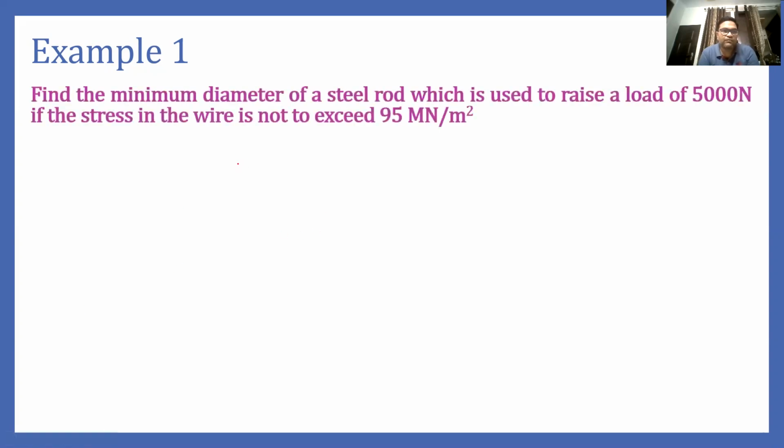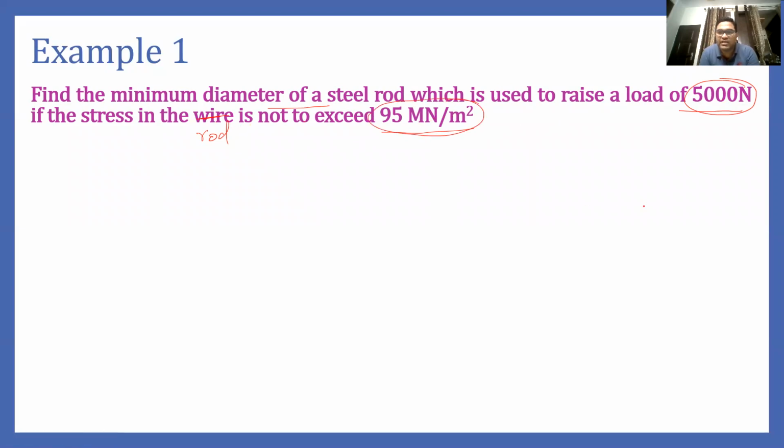In this, we have to find the minimum diameter of a steel rod which is used to raise a load of 5,000 Newton. The stress in the rod is not to exceed 95 MN per meter square. So we have to find the diameter of the steel rod which can take this much load, and the stress in the rod should not exceed this value.